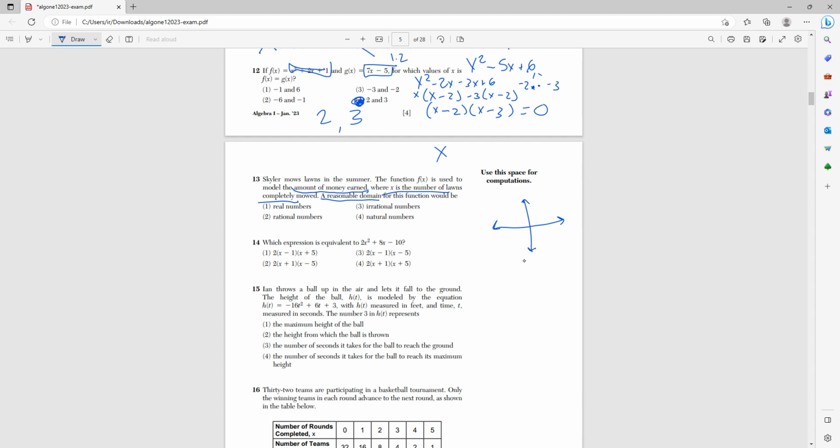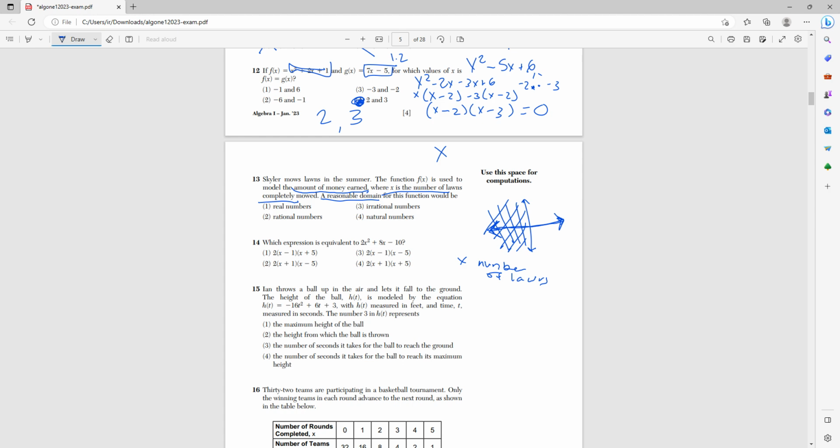So where on this x-axis should our x points lie? Well, if you think about it, if x is the number of lawns mowed, you can't mow negative lawns, right? So obviously this is going to be out of the picture. It can't be negative, right? And if you think about it, you can't mow 1 1/2 lawns, right? You could only mow a full lawn and get the full price for that. So it's going to be whole numbers, right?